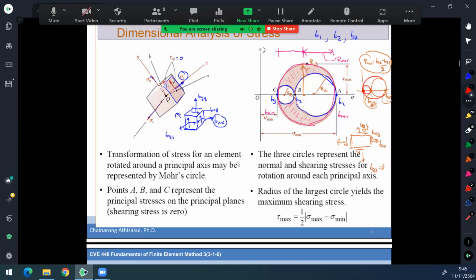So the maximum shear stress for this case is not this. It is equal to sigma x minus 0 over 2. That is the important thing that you have to be concerned about. For some cases where you have to find the maximum shear stress, don't forget to include the out-of-plane stress also.